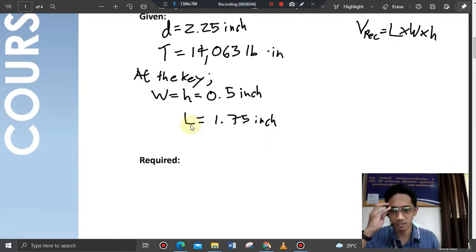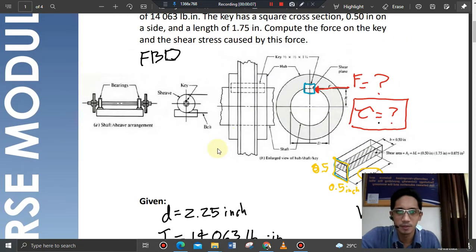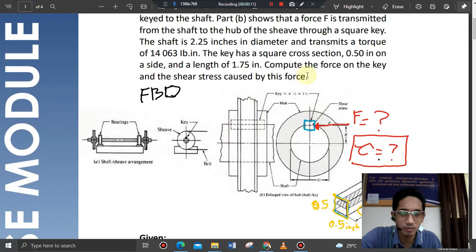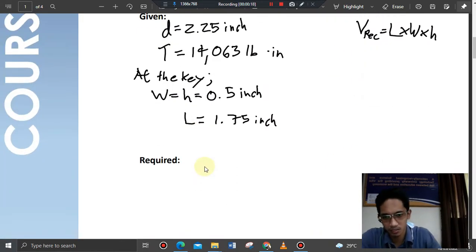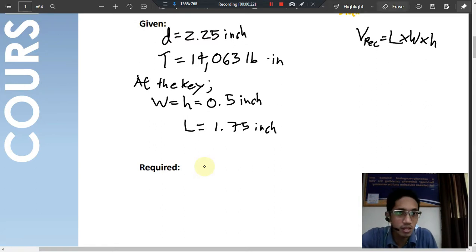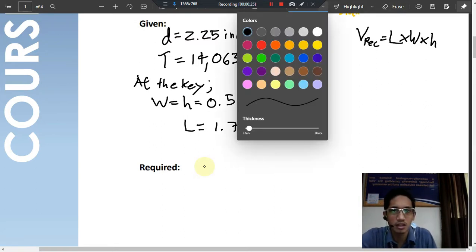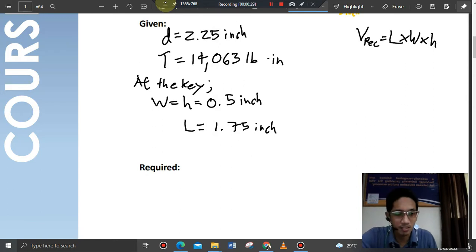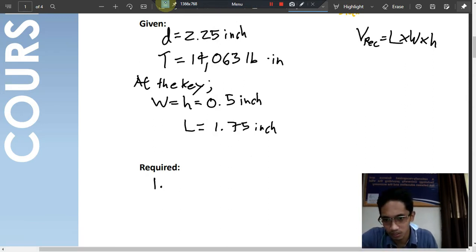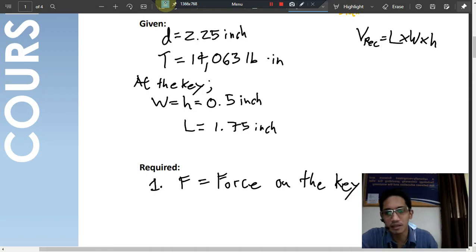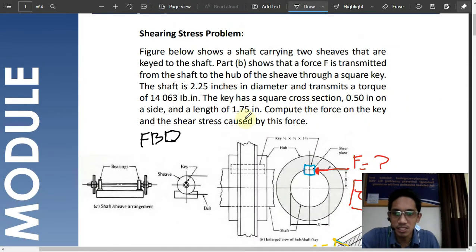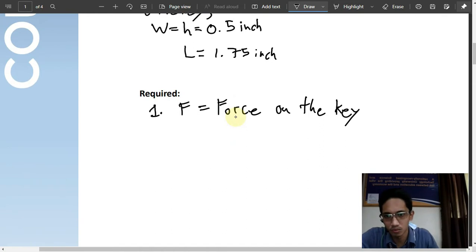Next is required. What is the problem asking? The first thing required is the force exerted on the key. Each required has a corresponding number. Number 1: force F, force on the key. And second is the shear stress caused by this force. Number 2: symbol tau, shear stress.